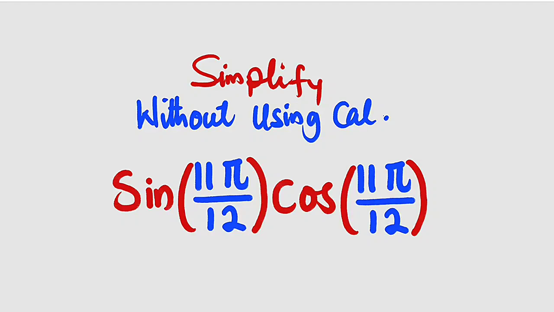Hello, good day viewers. We are asked to simplify this trigonometric expression without using a calculator. We have sine of 11 pi divided by 12 multiplied by cosine of 11 pi divided by 12. Alright, let's get started.